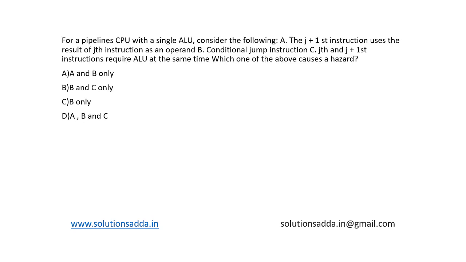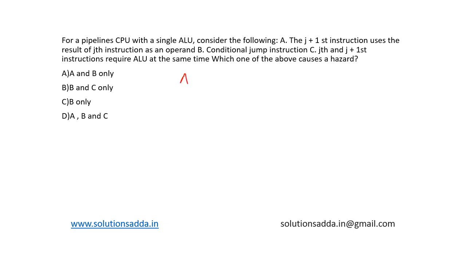This is a question from computer organization. For a CPU having pipeline with a single ALU, consider the following. A. The J plus first instruction uses the result of the jth instruction as an operand. B. Conditional jump instruction. C. Jth and J plus first instruction require ALU at the same time. Which one of the above causes hazards? Let's see each of the options.